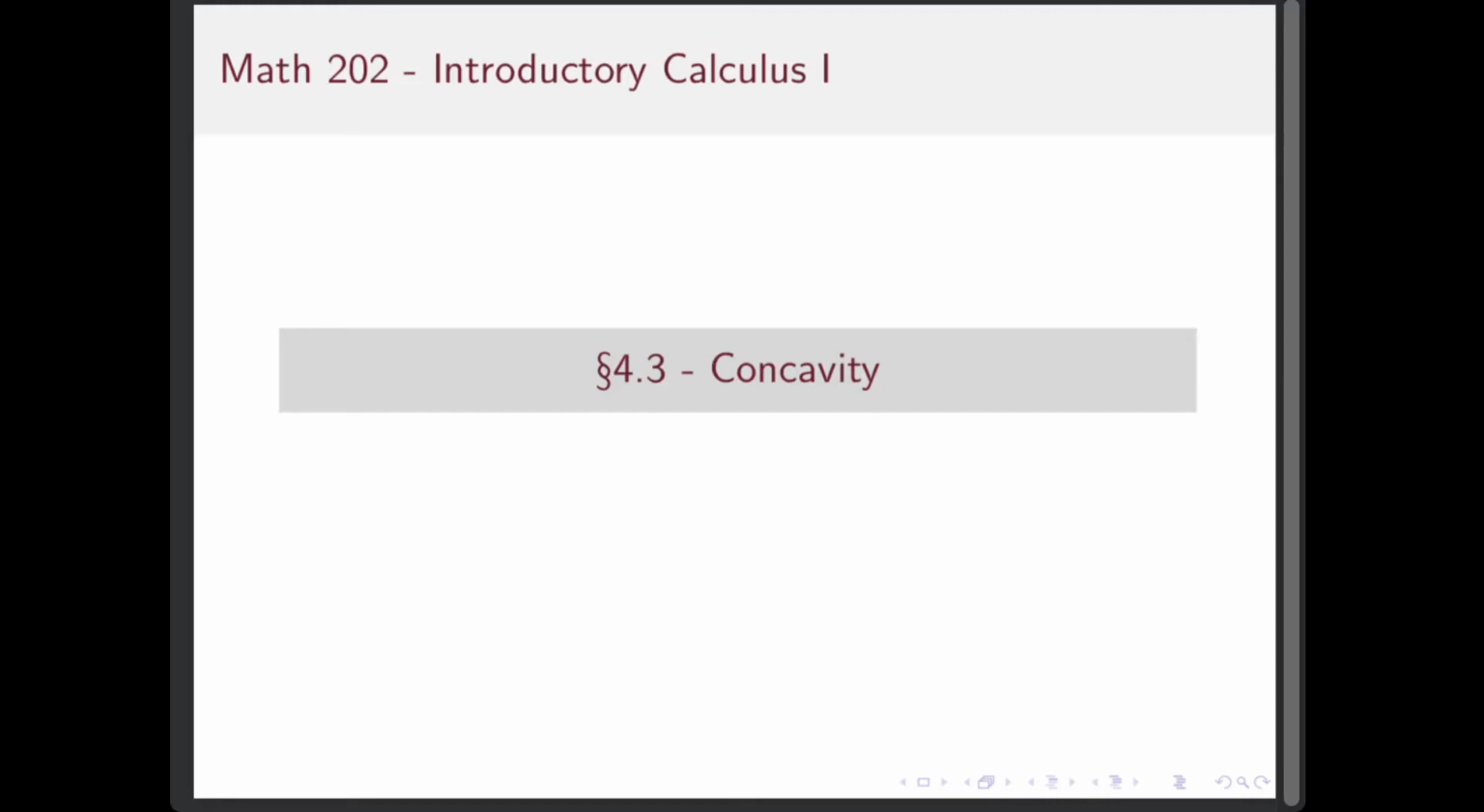In this section, we're going to study the behavior of a function's graph in more detail by introducing the notion of concavity. Now, we've already seen that the first derivative will tell us when a function is increasing or decreasing, but it doesn't tell us the manner in which this occurs.